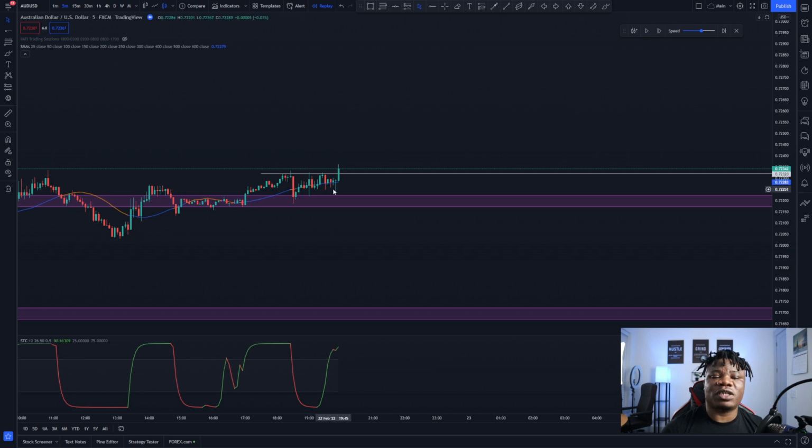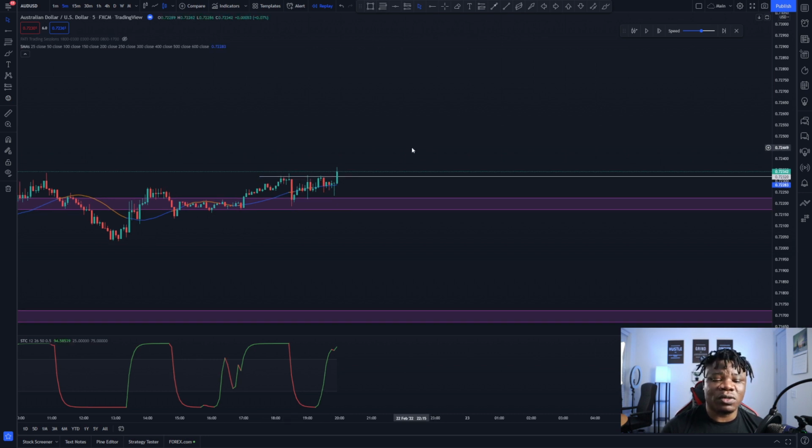So right over here, now we have this engulfing candle right here. Why is this an engulfing candle? Excuse me, guys. This is an engulfing candle because this candle is actually higher than all this candle to the left hand side. So we're going to have our entry right over here. We'll have our entry right here.